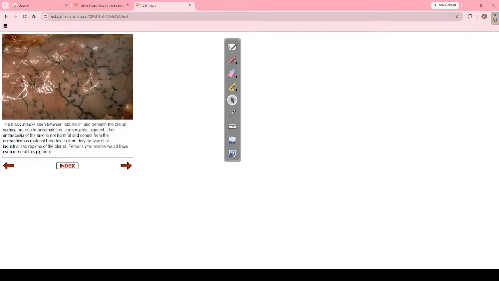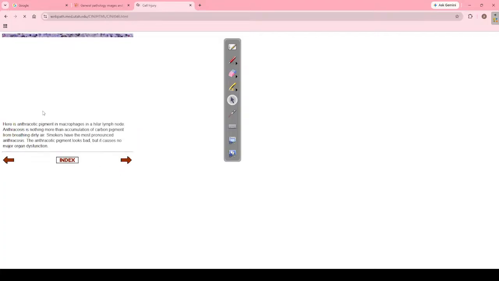Black streaks seen in between lobules beneath the pleural surface due to accumulation of anthracotic pigment. This is anthracosis of lung. Workplace injury associated. So coal and all those carbonaceous material will be breathed in, and the patient who smokes will also have more of this pigment. But basically the coal and all those carbonaceous material, if you breathe it, will be accumulated here.